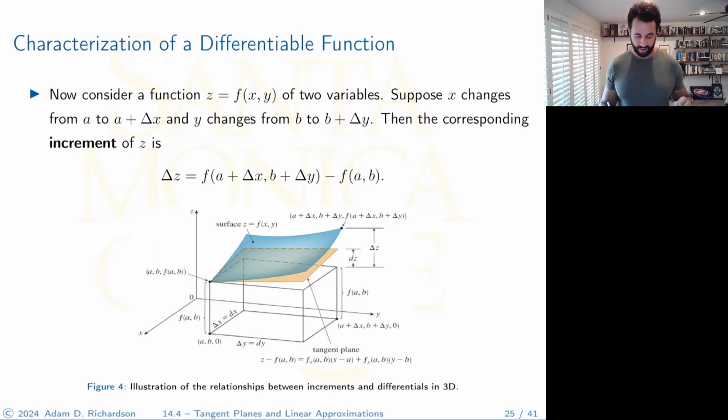So here we go. Consider a function f of x, y of two variables, and suppose x changes from a to a plus delta x, and y changes from b to b plus delta y. Then the corresponding increment in z is this. So it's the change in the outputs still, just like it was before for a single variable function. Let me zoom in.